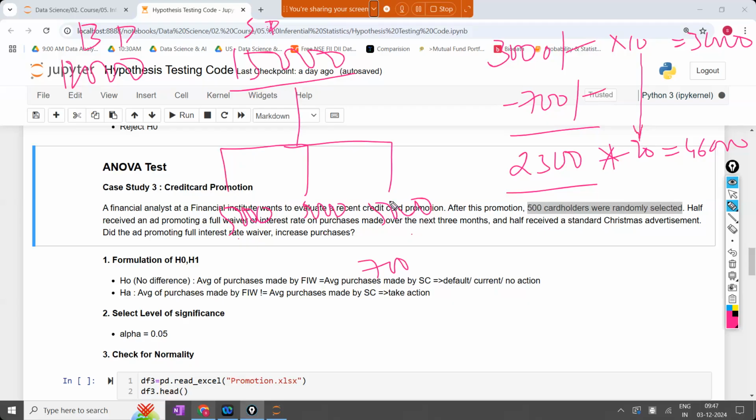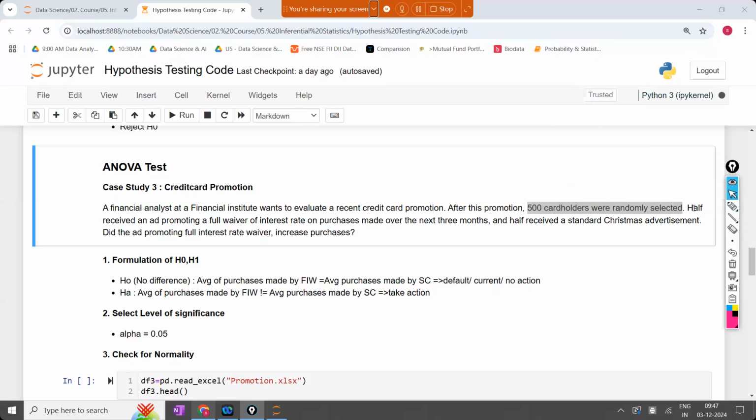The shopkeepers, or the person who is selling, they are going to pay that one. Is the point clear? Now, the same thing they have done. Half of them, 250 people, have received the new offer. What is that new offer? It means a full interest rate waiver.